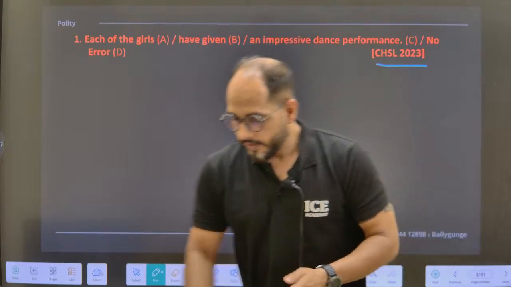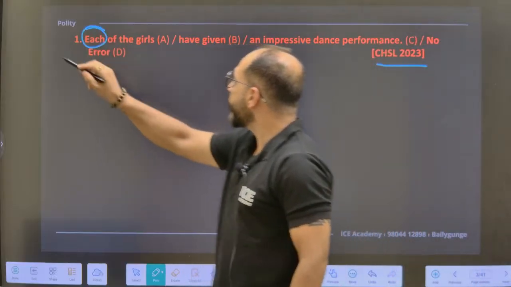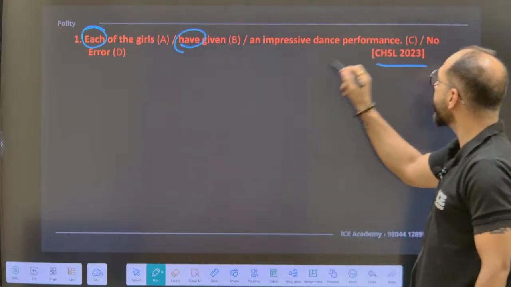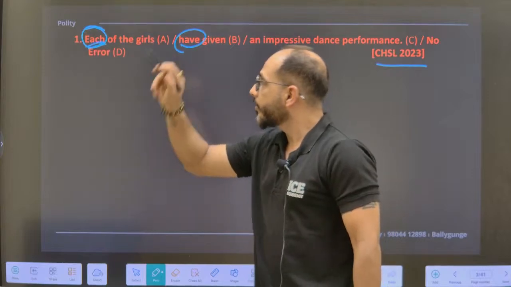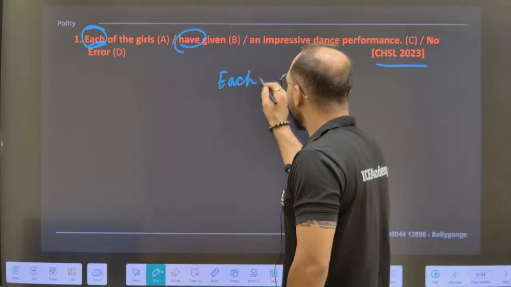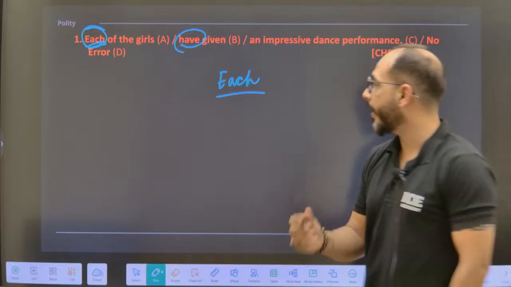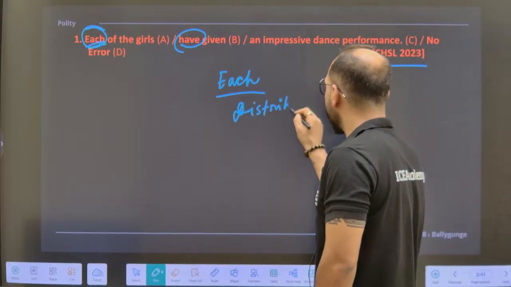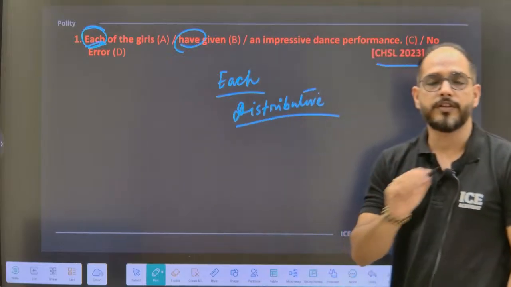চলো, look at the question again. কি বলেছে? Each of the girls have given an impressive dance performance. So look at this determiner each. Let's write it here. So এই যে each, this is called a distributive determiner. What is it called? This is called a distributive determiner.